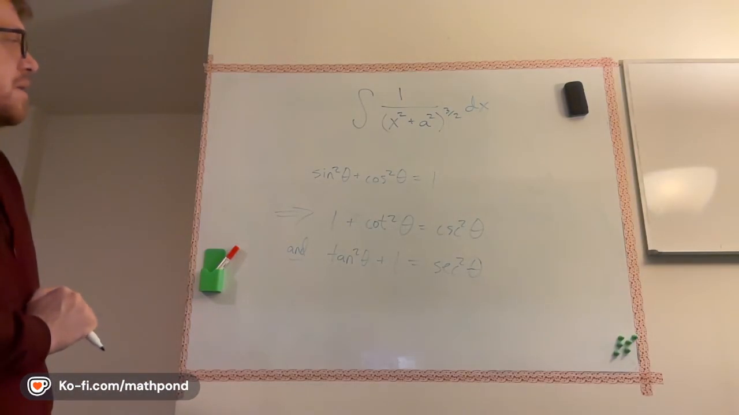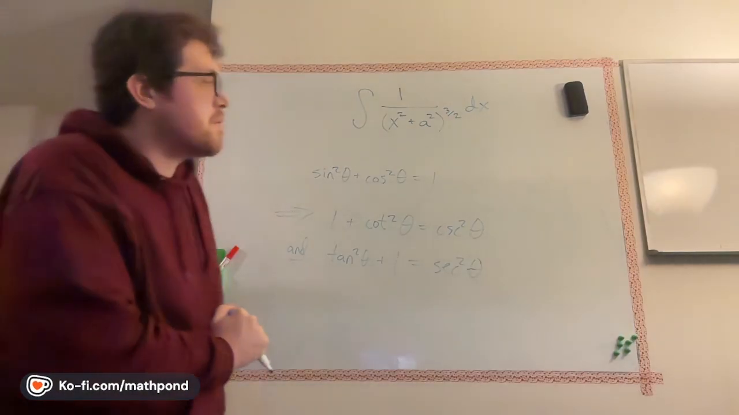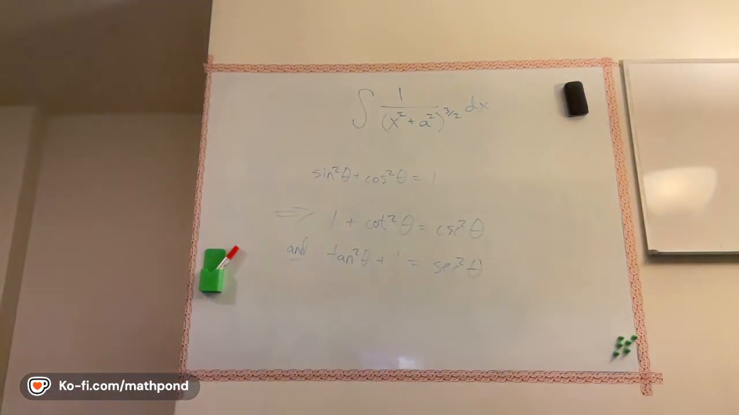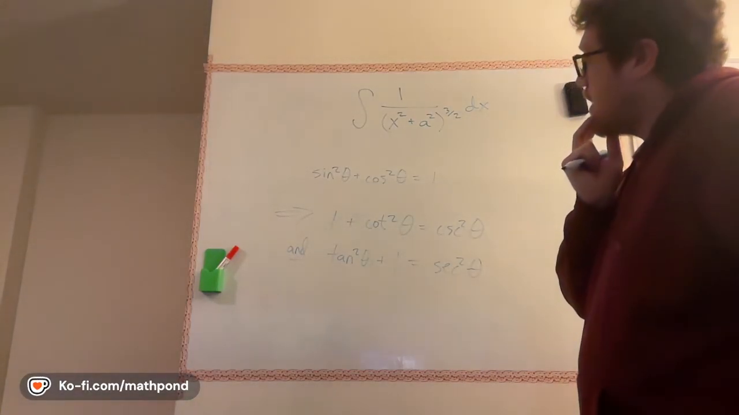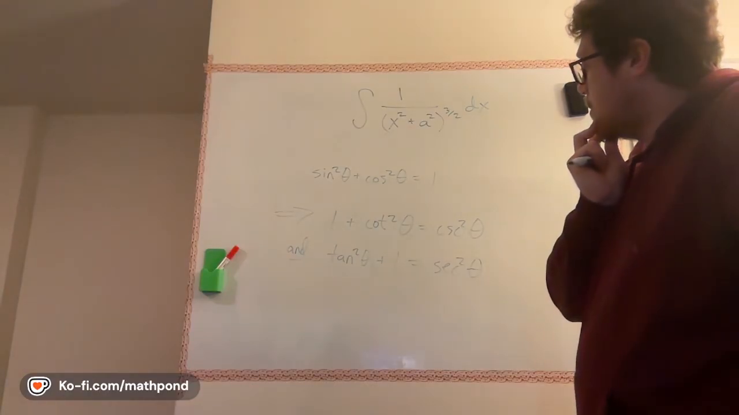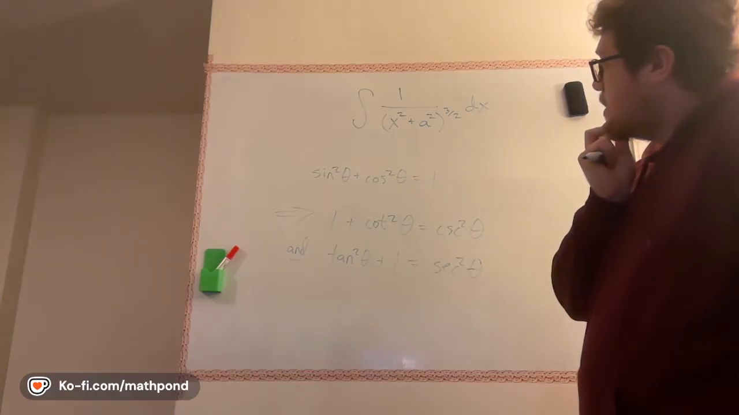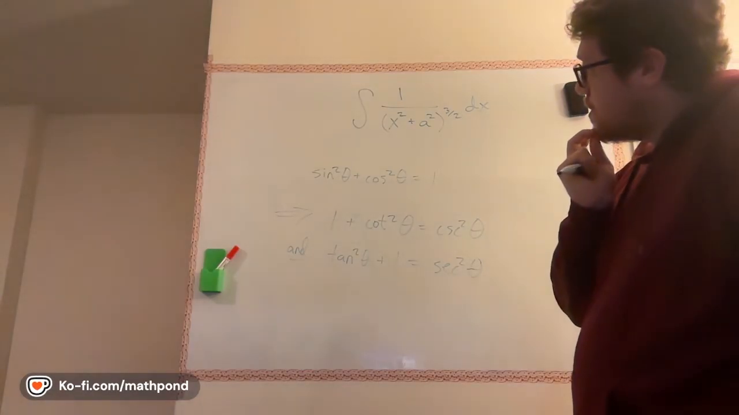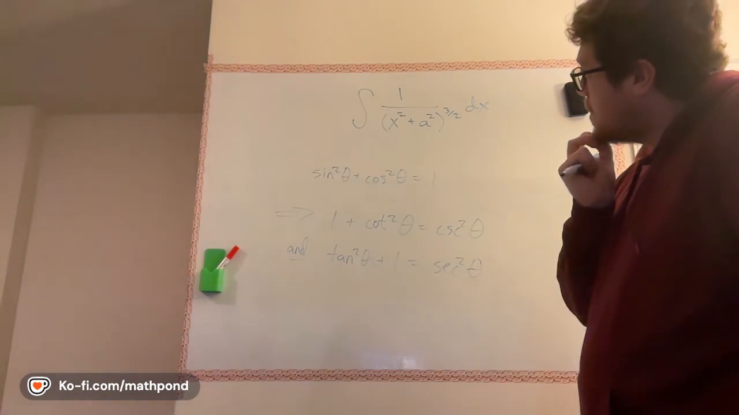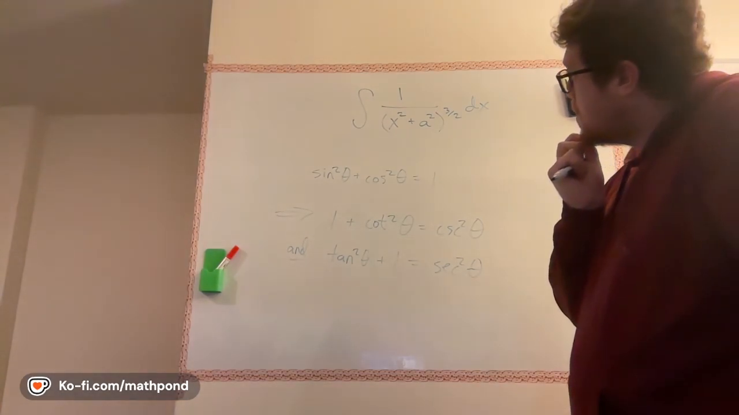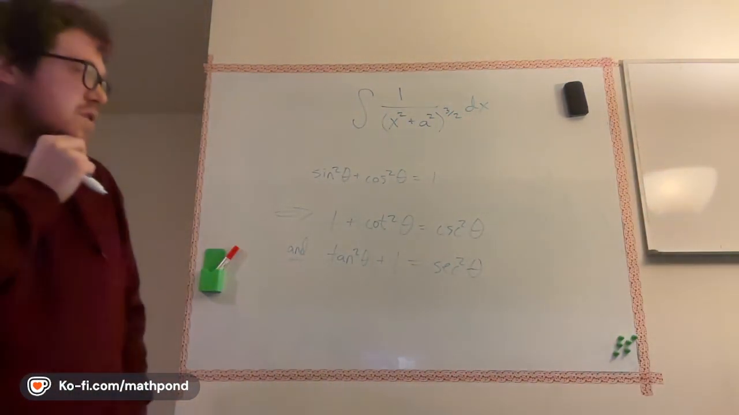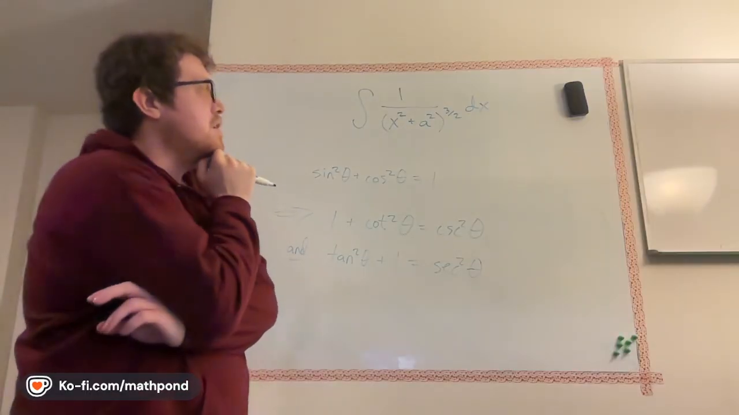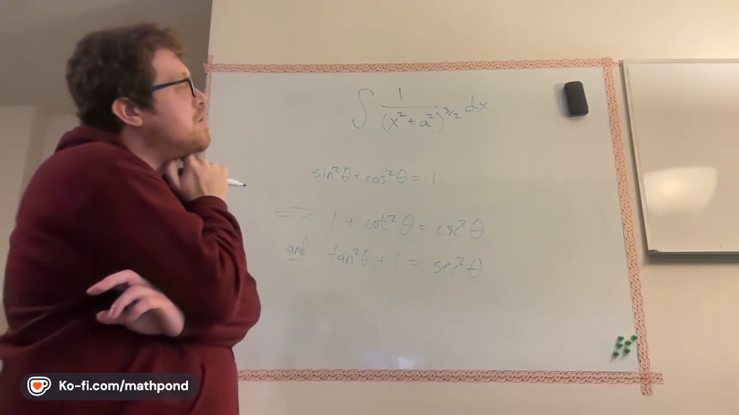Or wait, maybe I'm confusing myself. I think we want some sort of trig substitution though, right? So probably x is going to be like some tangent squared or something, or cotangent squared. Well, I guess that only works if a is 1, right? Huh. So yeah, if a is not 1, then I think I still need to be careful.